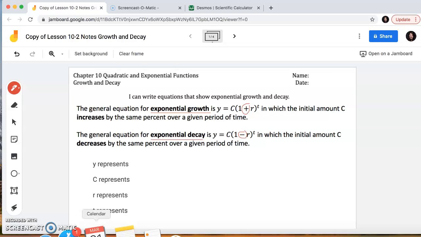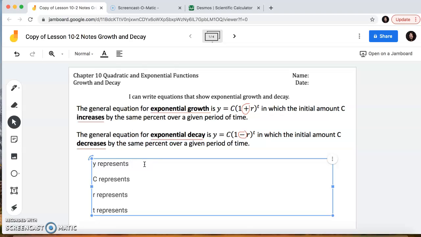And you're going to know whether to use the growth or the decay equation really by whether or not it says increases or decreases. Most of the problems we're going to be dealing with are going to say increases or decreases. And so what do all these variables mean?